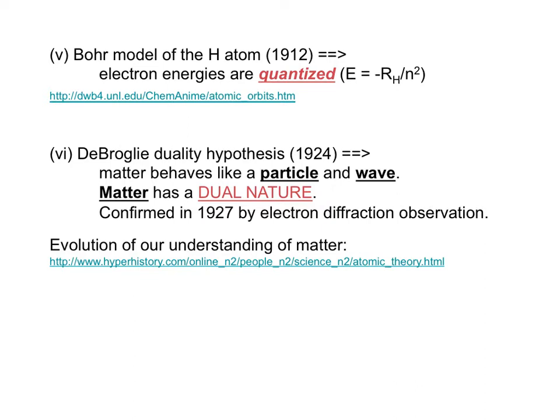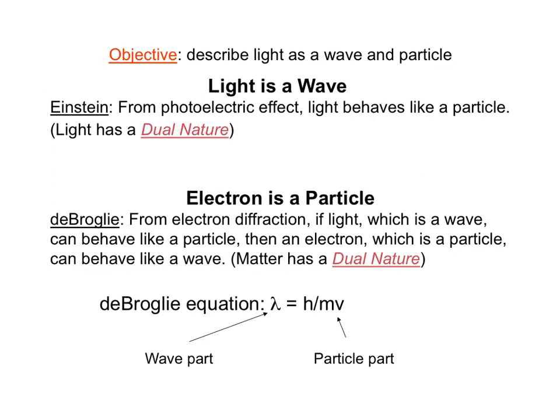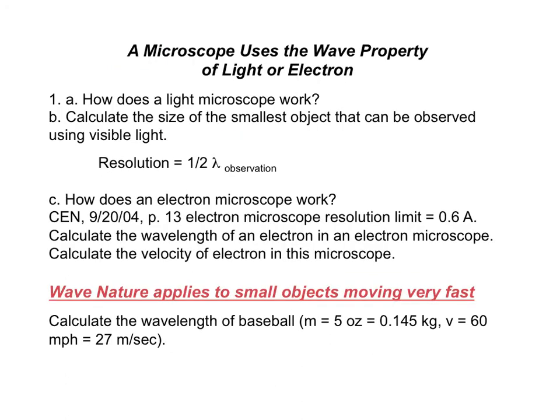Electrons, which are particles, were shown to behave like waves when electrons were observed to diffract through a crystal. Diffraction is a property of a wave. So both light and matter were shown to have a dual nature, that is, wave and particle properties. De Broglie's equation relates the wave nature of matter to the particle nature. A microscope uses the wave property of its illumination source to view very small objects.